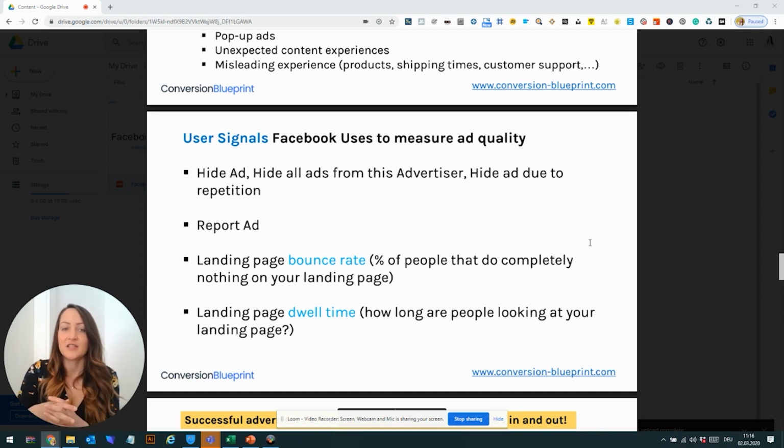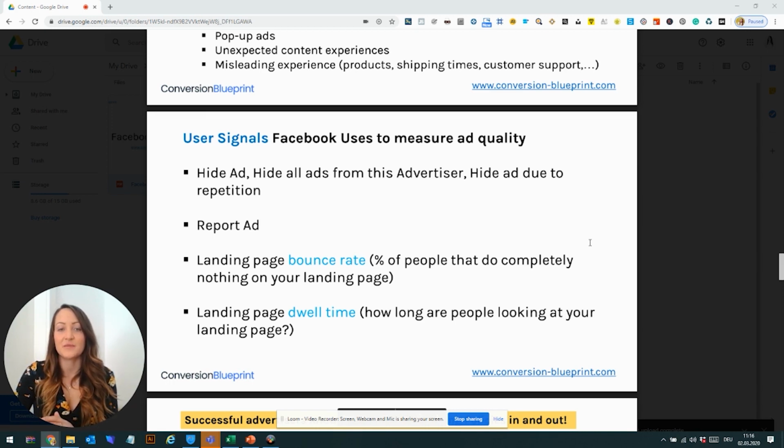Report ad, unfortunately, is something that advertisers used against their competitors. So they report ads from competitors to harm their performance. I'm not saying that you should do it. The landing page bounce rate is the percentage of people that do completely nothing on your landing page. So they click on your landing page, they do nothing, and they're off. This can, for example, be the case if your loading time is higher than 3 seconds. So page speed is definitely a criterion for that. Then also if your landing page is not built properly for mobile. I'm going to talk about the landing page experience a bit more further down.